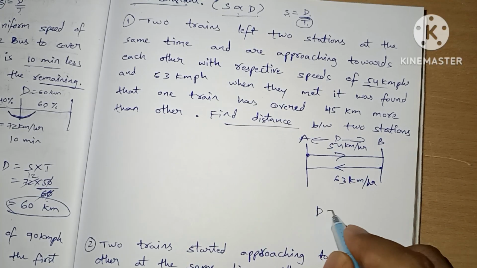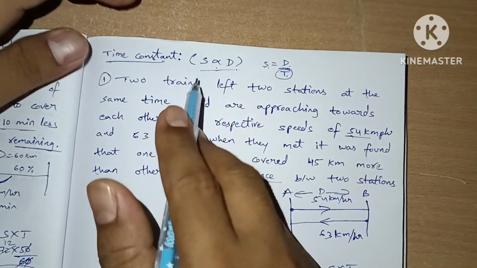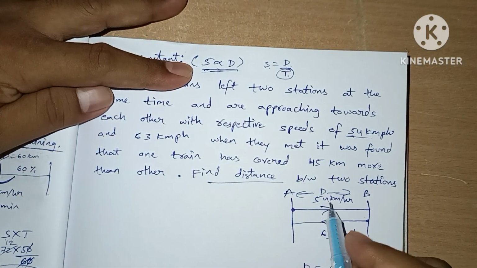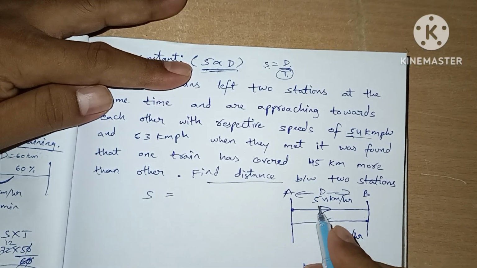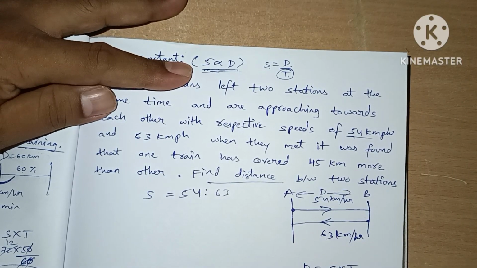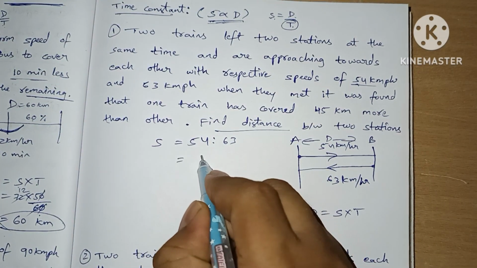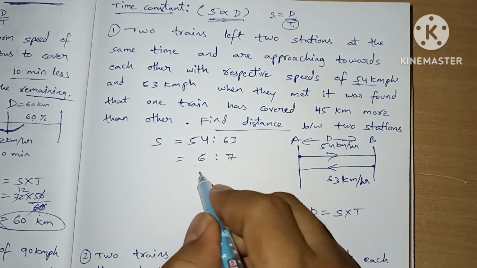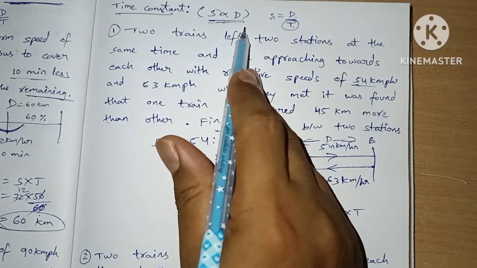To find the distance we need to know speed into time, or else we go with our ratio method. Here we have two different speeds, with ratio 54 is to 63. The ratio between these two is 9 6 times 9 7 times, so the speed ratio is 6 is to 7. Speed is directly proportional to distance.